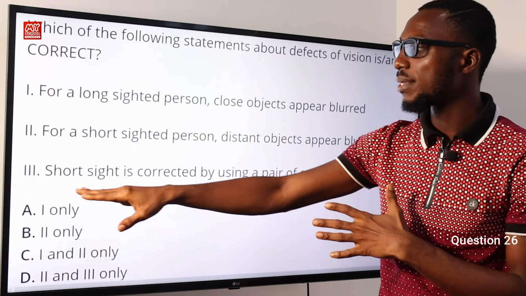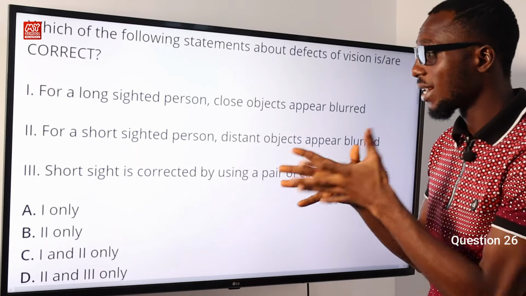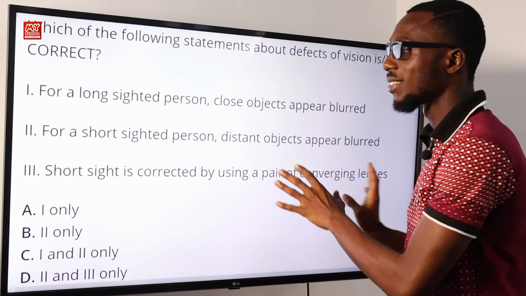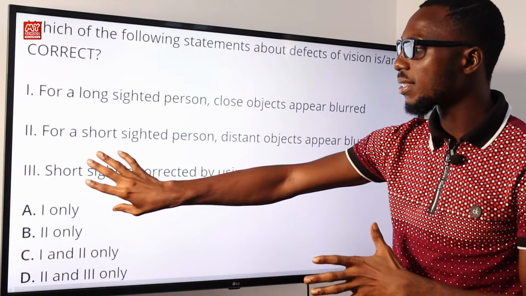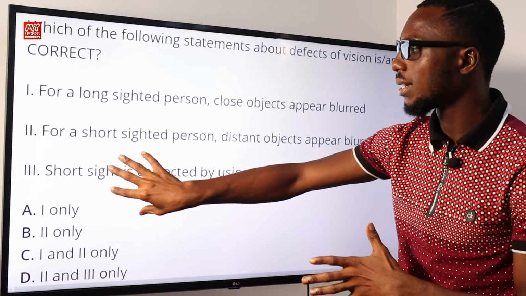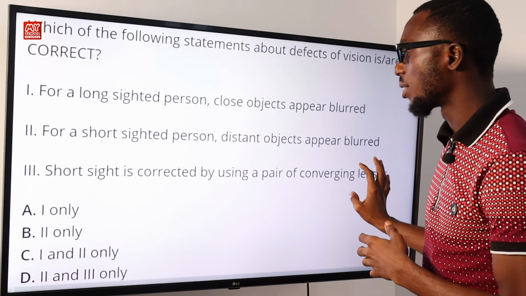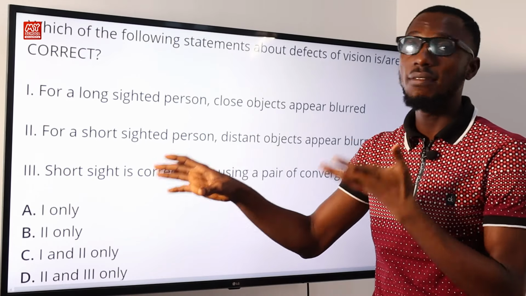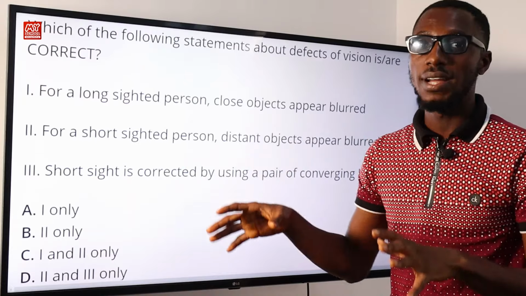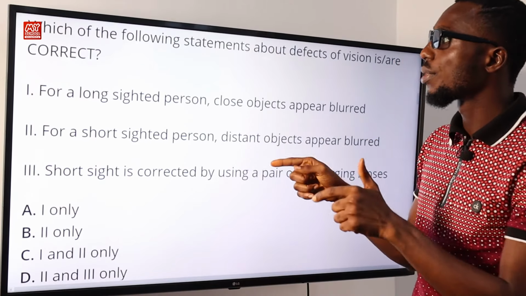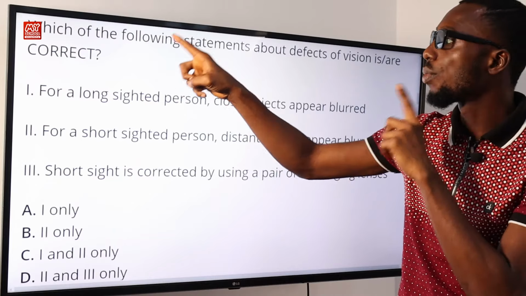So we have statement 3: short-sightedness is corrected by using a pair of converging lenses. This is incorrect. You correct short-sightedness by using a concave lens, or a diverging lens, not a converging lens.